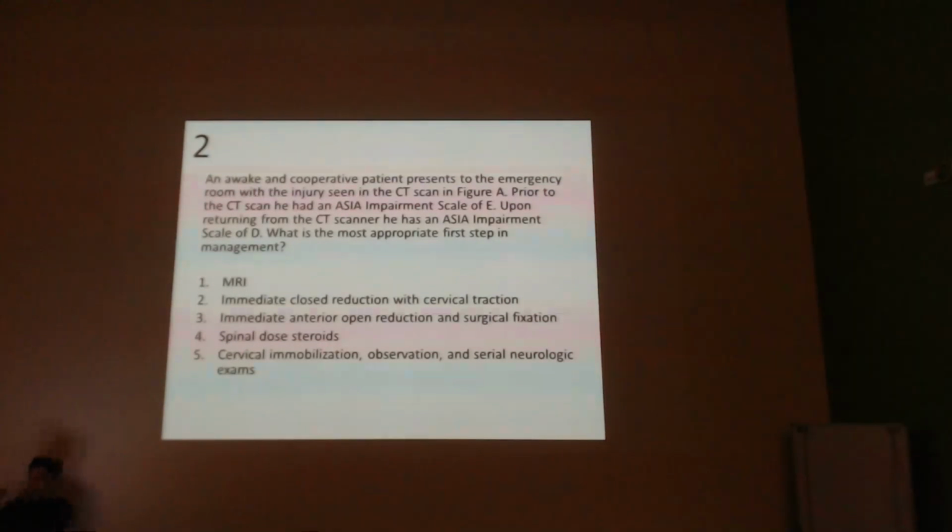Their argument is he's awake and cooperative, so he can tell you if anything's happening. So you should go for 2, immediate closed reduction with cervical traction. What they're saying is if you start reducing it, and suddenly he says, I can't feel my legs or I'm losing function. I looked at it and thought, actually, I'd probably do an MRI scan for the reasons that Mike said.